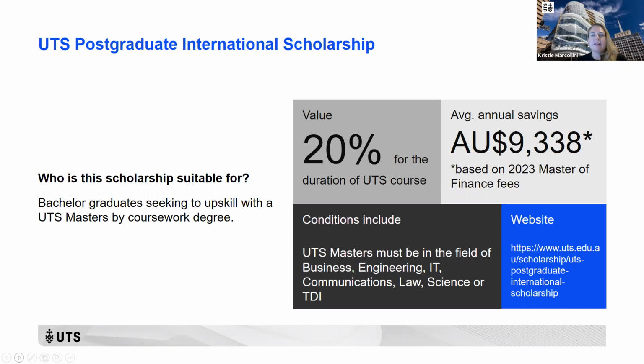If we're looking at the Master of Finance fees for 2023, the value of that is around $9,338 Australian dollars annually that you'll be receiving as reduced tuition fees from the university. This applies to anyone who's going to commence a master's in the field of business, engineering, IT, communications, law, science, or transdisciplinary innovation. So just be mindful that it's those study areas, it has to be a master's degree, and we will automatically consider you for this scholarship if you meet the criteria.